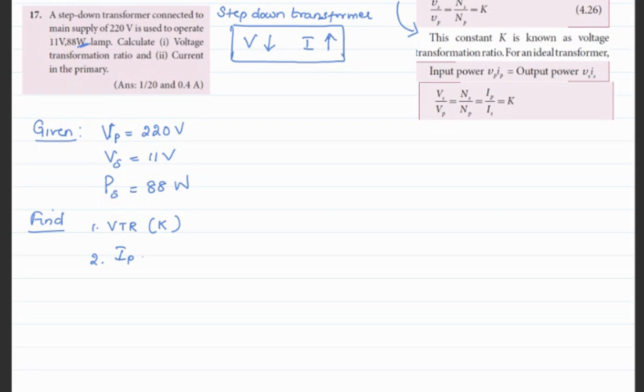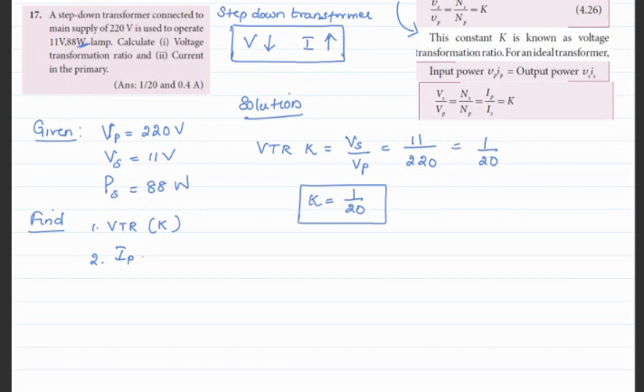Shall we start? Solution. As I have given the book reference, K is equal to what? Secondary voltage by primary voltage. So the voltage transformation ratio K is equal to secondary voltage by primary voltage. Secondary voltage is 11, primary voltage is 220. That means 1 by 20. So K is equal to 1 by 20. Okay. K is also equal to what? IP by IS. So 1 by 20 is also equal to IP by IS.